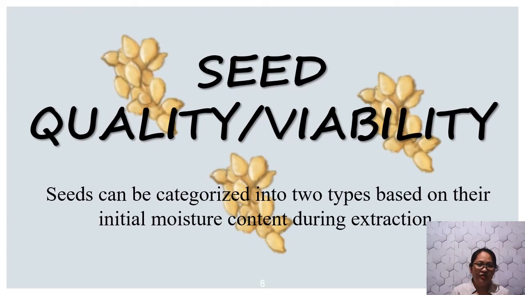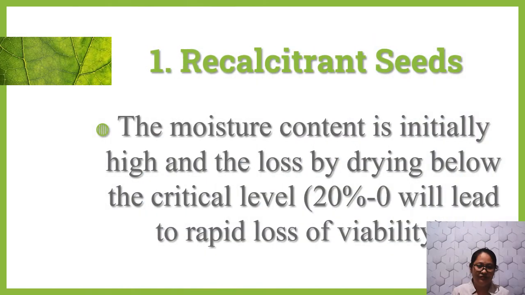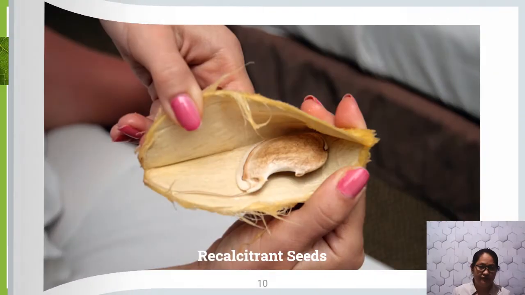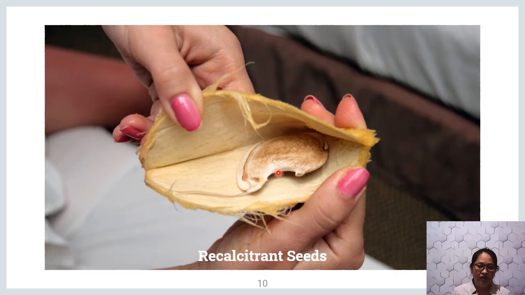Now, let's move on to the seed quality or viability. Seeds can be categorized into two types based on their initial moisture content during extraction. Number 1, recalcitrant seeds. The moisture content is initially high and the loss by drying below the critical level, which is 20% to 0, will lead to rapid loss of viability. This is an example of recalcitrant seeds. This is a mango seed. Some are lanzones, santol, and jackfruit.